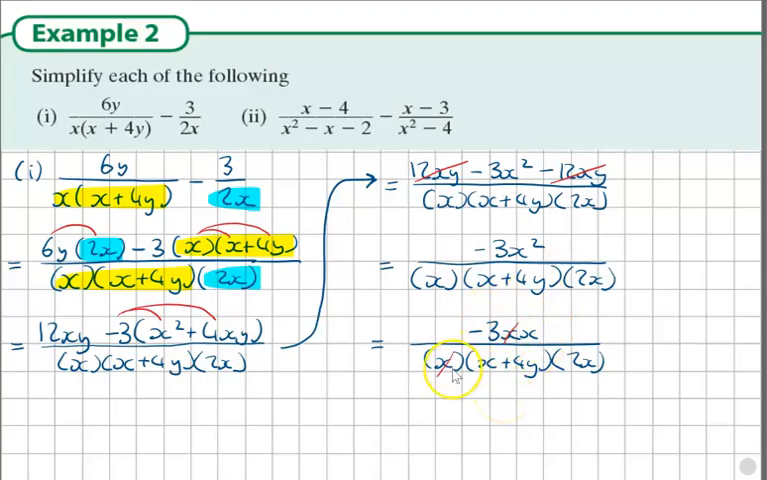And that x can cancel with that x. And we're left with minus 3 over 2 times x plus 4y. So we don't need to actually multiply this out because it's factorized already, so that's in its simplest form. So that's our answer.